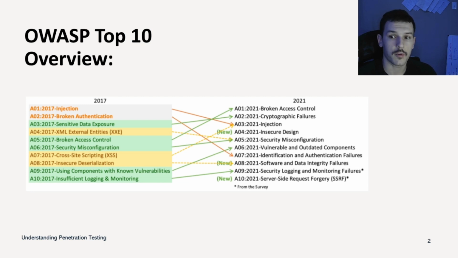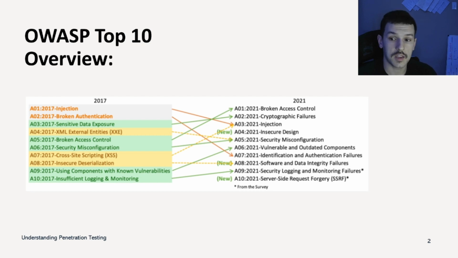Lastly, server-side request forgery. Now, this is an exploitation of the server to send unauthorized requests to internal systems. An example would be where an attacker tricks the server into making a request to an internal service, exposing sensitive information.